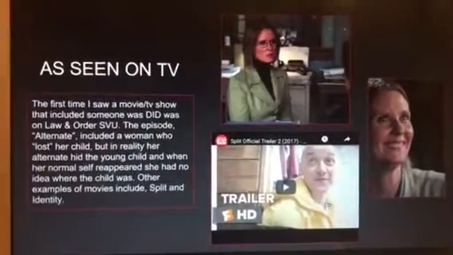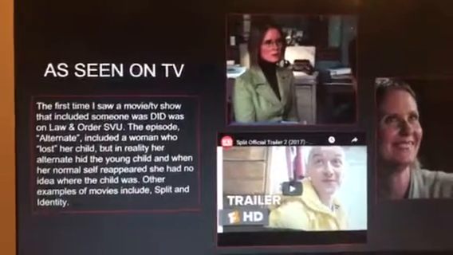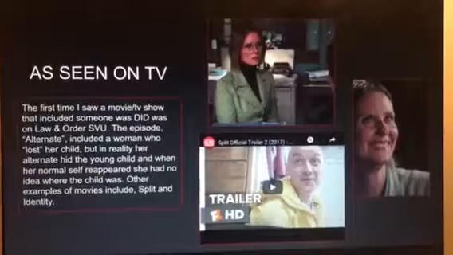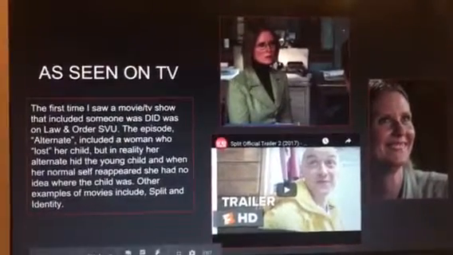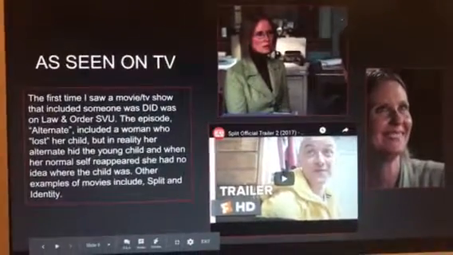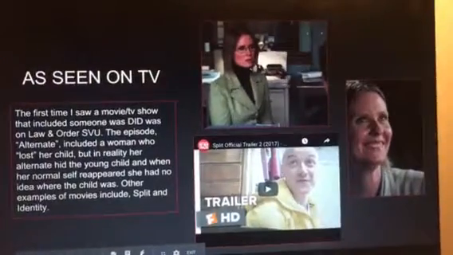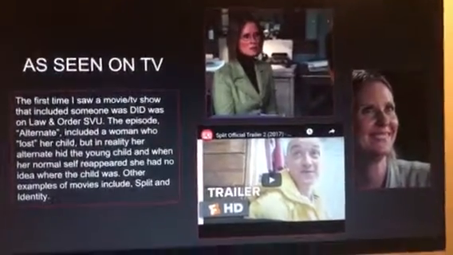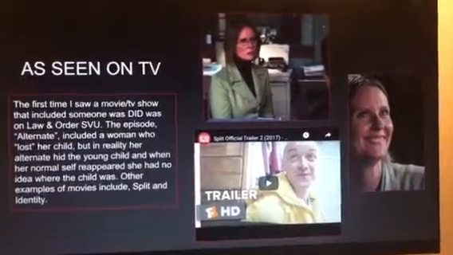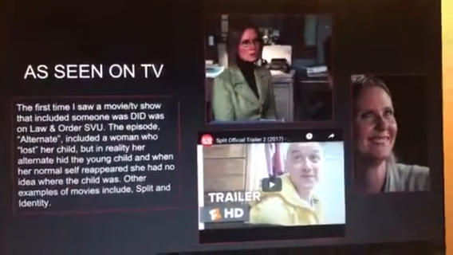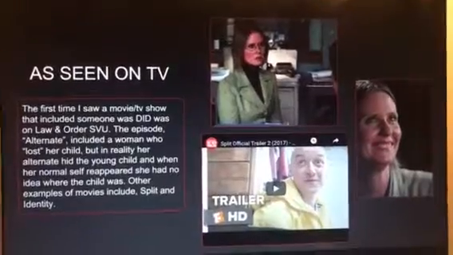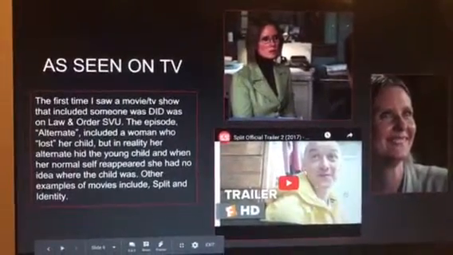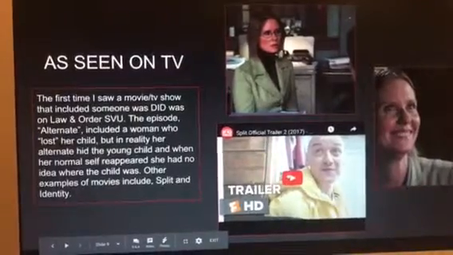So, as seen on TV, I included this section because you often see this portrayed in movies and on TV. In the top and right photo, it's a woman in both. She is on an episode of Law & Order called Alternate. And she actually has dissociative identity disorder. You've probably also seen this in Split. I included the trailer. I will play part of it for you.